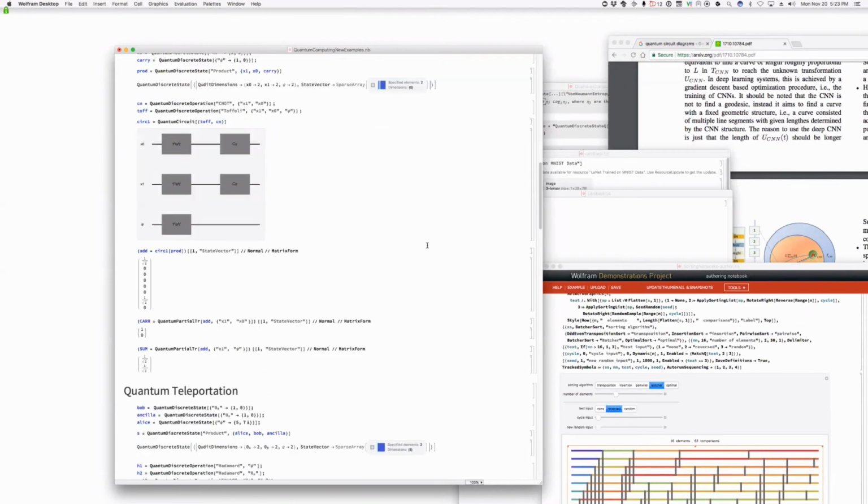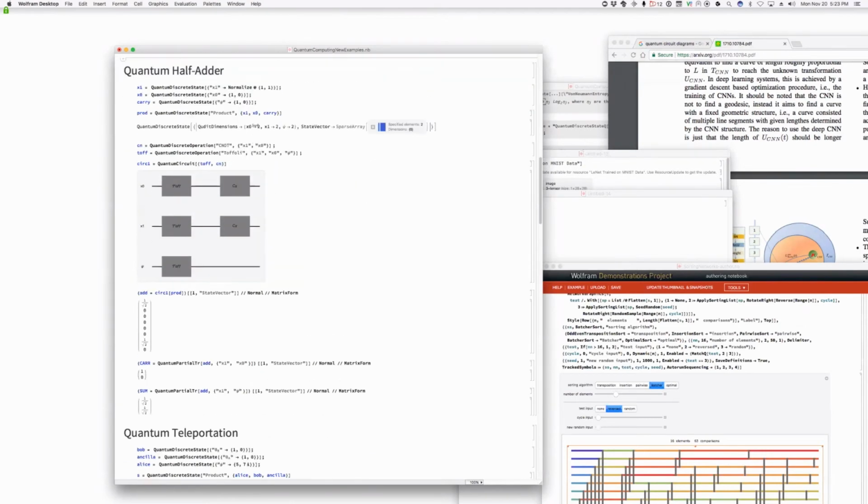The half adder just shows that you can take quantum superpositions and do what a classical half adder does with them. And then quantum teleportation is quantum partial trace. I think I've shown that one before, and there's a way to do that in the quantum discrete state. You can trace out subsystems like that.